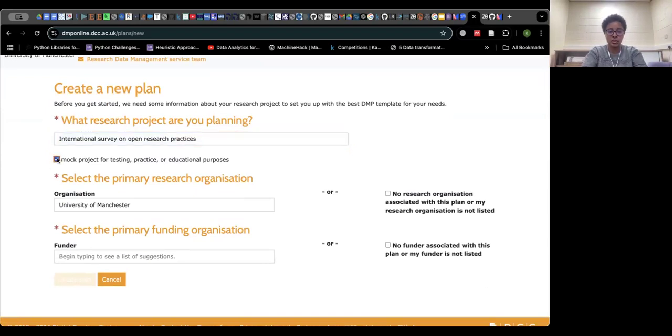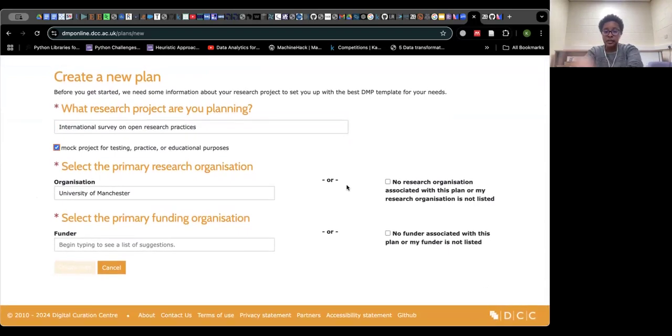So I'm going to say that this is a mock project for testing. I mean to say I do not have an institution, and a primary funding organization, I also do not have one. If OLS, for example, is funding this study, I would write down OLS. So yeah, and then I would say create plan.